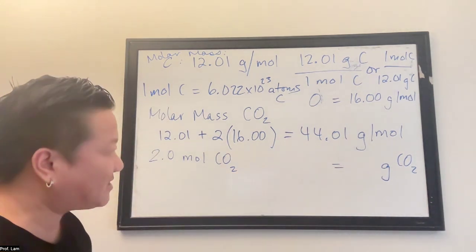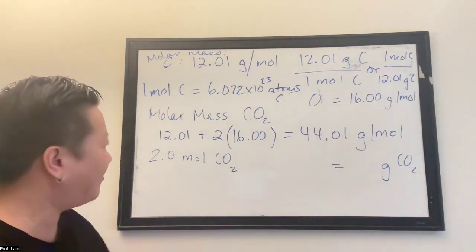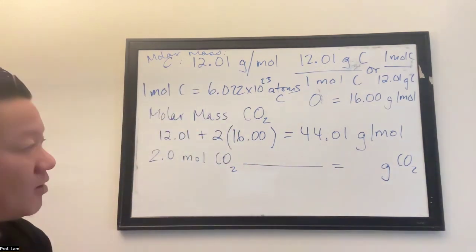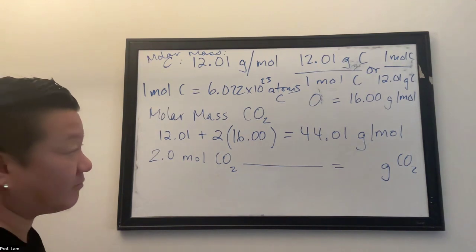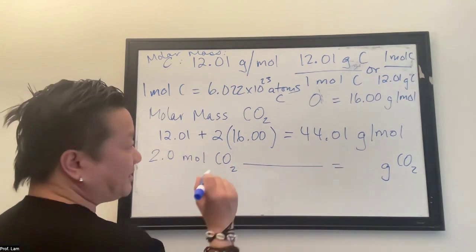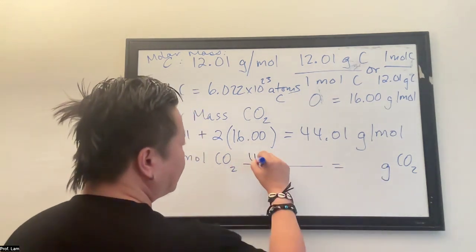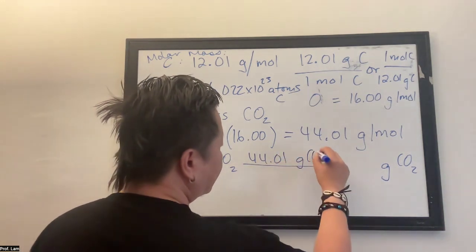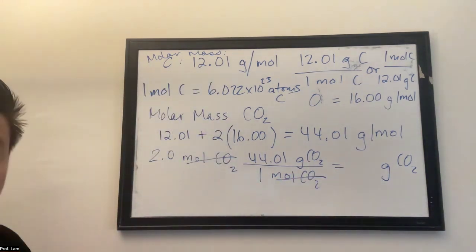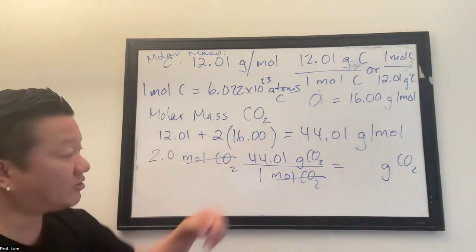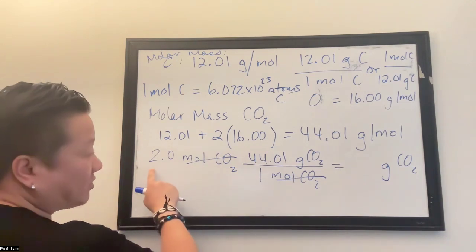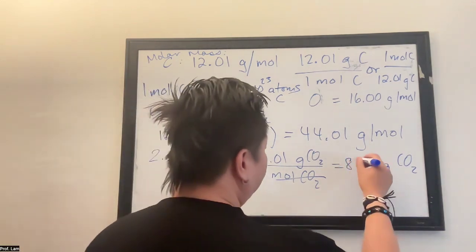Right? So in this case, you could basically do this in your head, right? 88.02, right? But it's important to show how you set it up, right? How is it that you guys come up with 88.02? Well, desired unit should be on top, and you want grams of CO2, so 44.01 grams of CO2 on top, and 1 mole of CO2 on bottom. Right? And we've talked about this before, right? In doing conversions, you want your desired unit on top, okay? So that's how you get that value of 88.02, because you're taking 2 times 44.01.